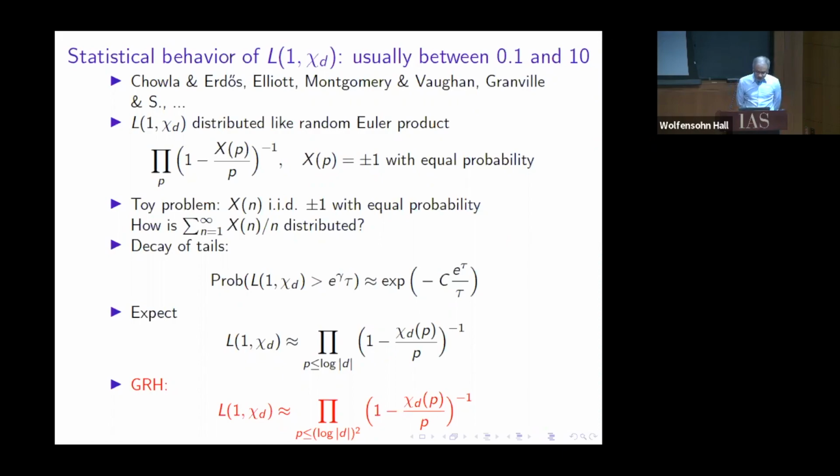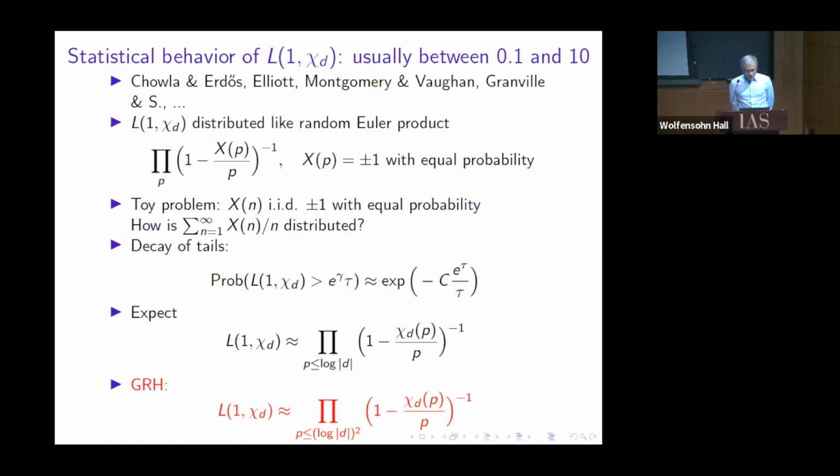And the probabilistic model we expect captures basically all the features that we would like of L(1, χ_d), even though we can't establish all of it. We would think that you can approximate L(1, χ_d) by taking an Euler product going up to log d, and up to log d, the primes can do essentially anything they want. So this is basically a random Euler product at this stage.